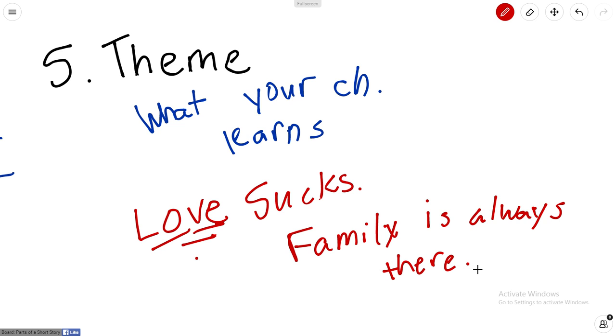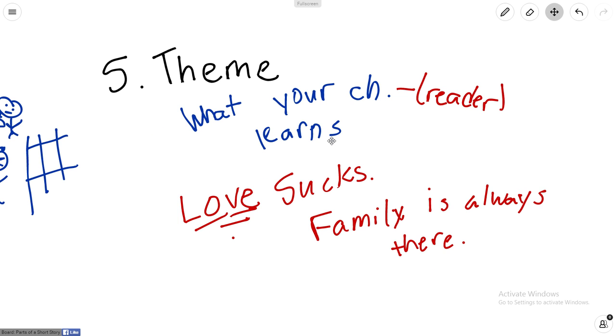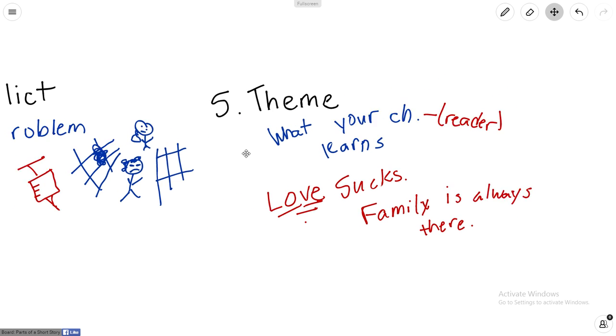So, you want your character to learn something, but a good story always has something that your reader can also learn, okay? Or else we wouldn't be reading these books. We have to be able to take away something from these stories, or else it'll just be random entertainment and not really mean something to us, all right?